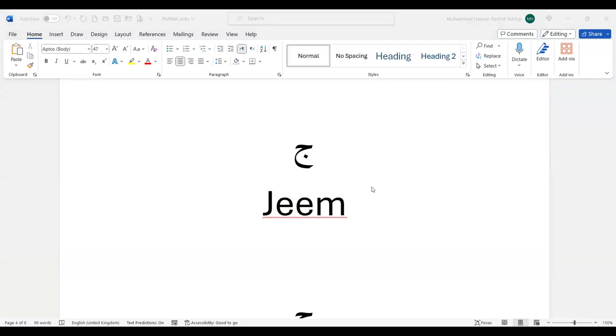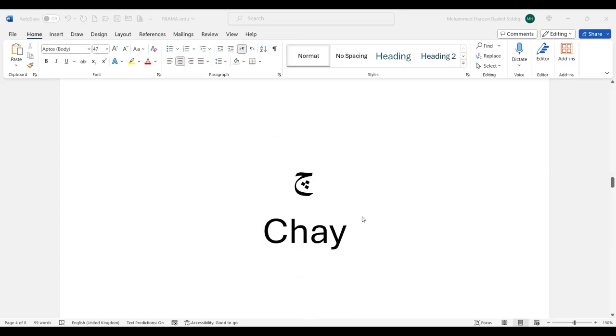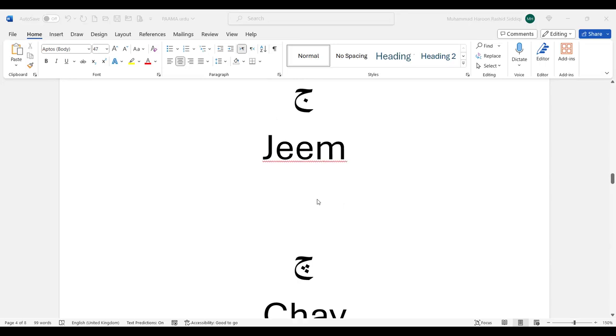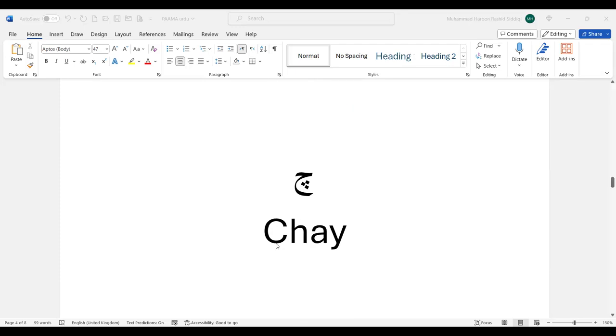So then we have Jim. That's Jim. Very straightforward. Then we have Che. Now, there is not much difference in terms of the shape of the letter, but the dots. Jim has one dot and Che has three dots. And the dots, again, are the reciprocal of the actual pyramid. It's not stacked on top. Instead, it looks like an upside down suspended pyramid. So this is Che and we call it Che.